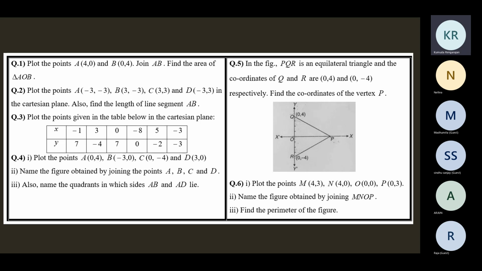See the first one. Plot the points A and B, join AB, and find the area of triangle AOB. Yes, do that, children. You need a graph book or a graph paper for that. Quickly get your school graph notebook. If you have some graph sheets, plot and find the area of the triangle AOB.